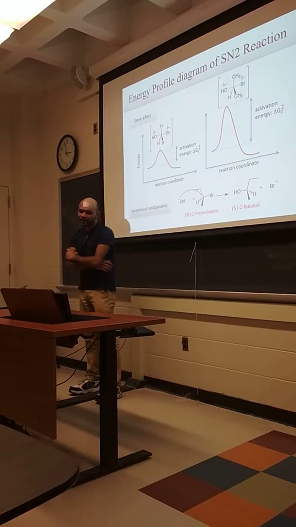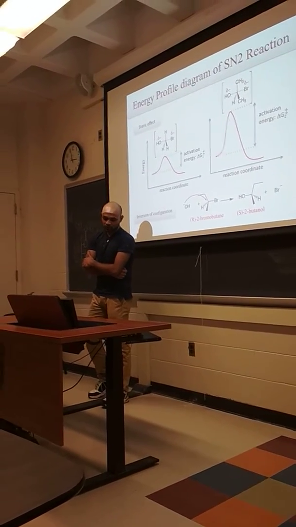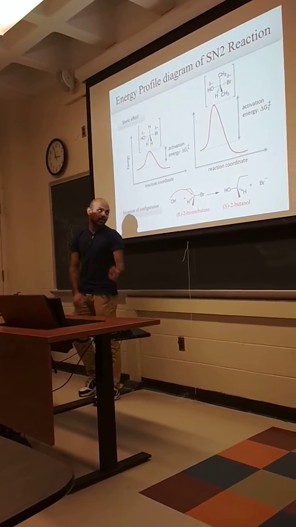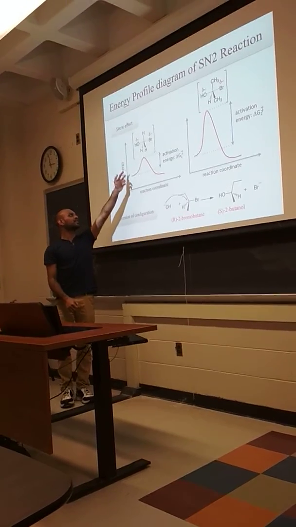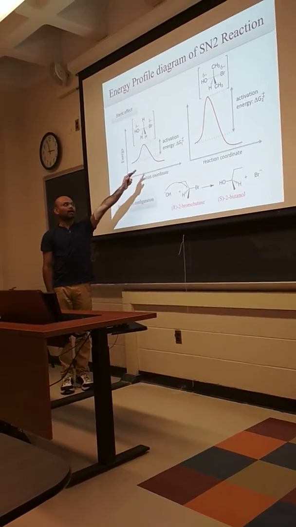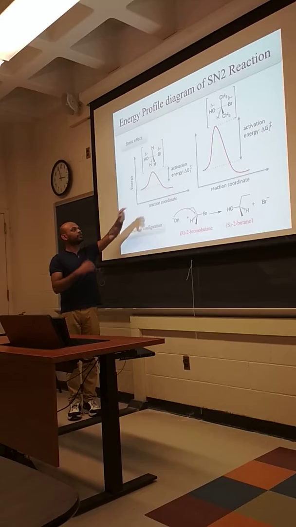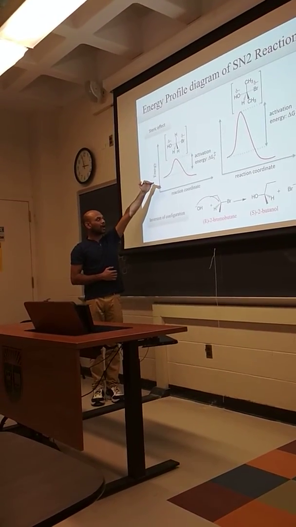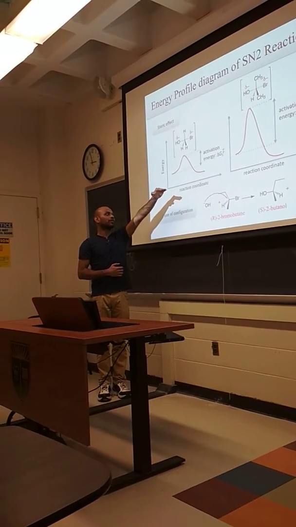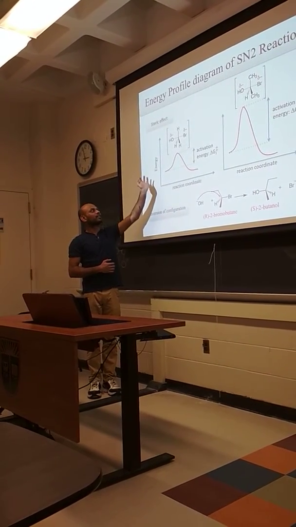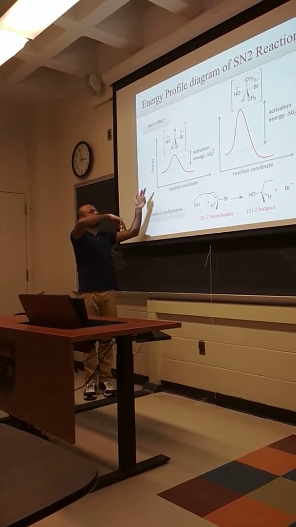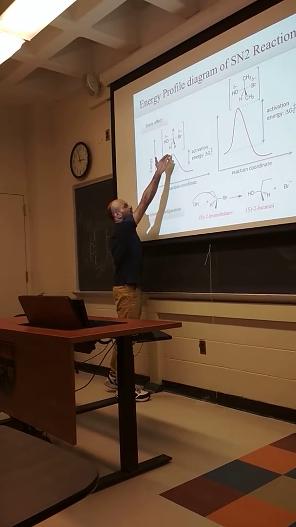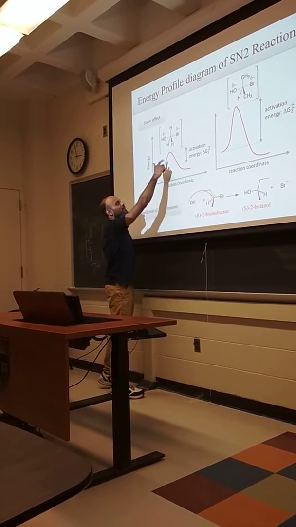This is the energy profile diagram of the SN2 reaction. You can clearly see the lower energy is the reactant, and the product has compared to the product, the reactant should be higher in energy, and the product will be lower in energy. That's why it is stable, and the transition state will be in between. To reach the transition state, you need to provide some activation energy.